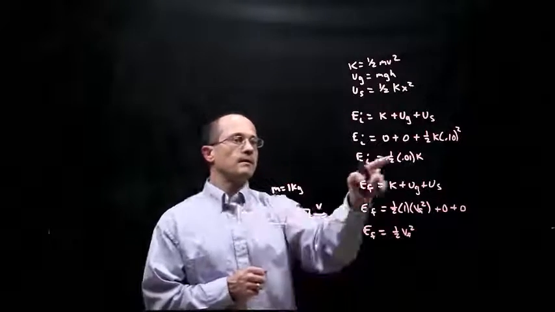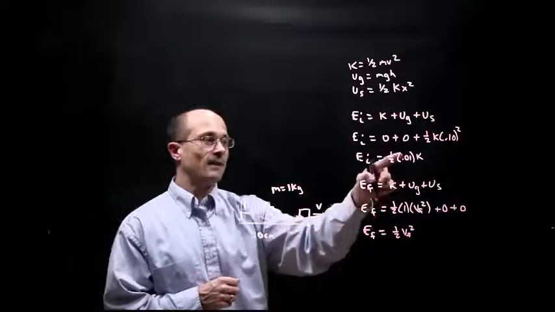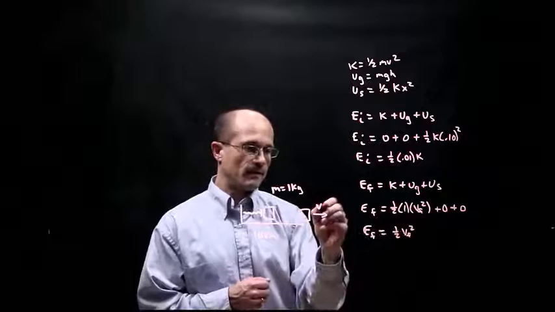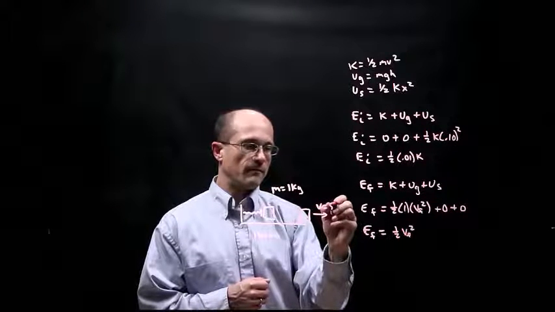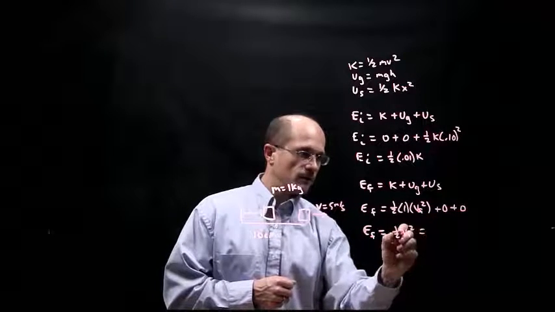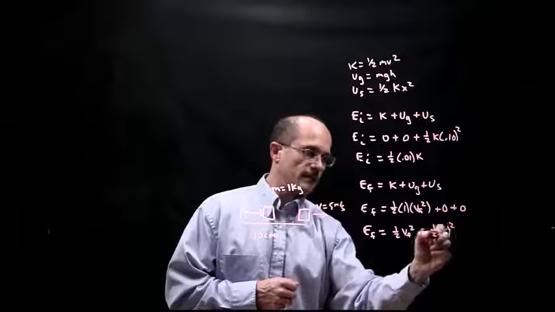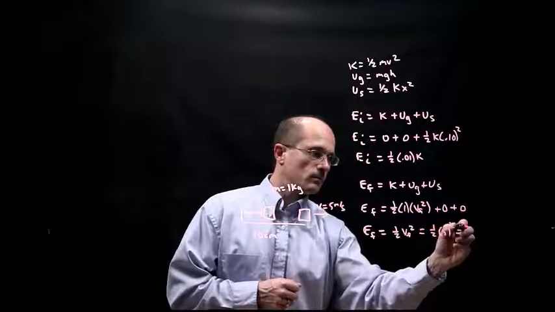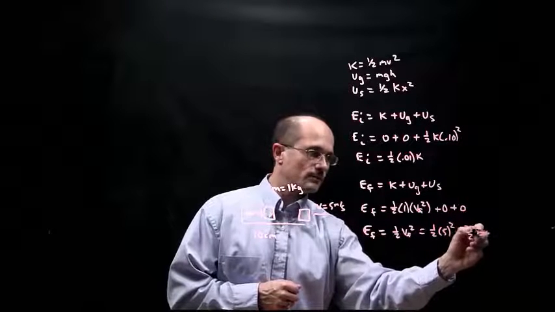So to find the k, we need to make up a V final, and let's say that V final is equal to 5 meters per second. That makes this 5 squared, which makes that 25 over 2 joules.